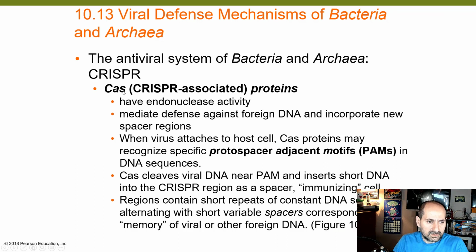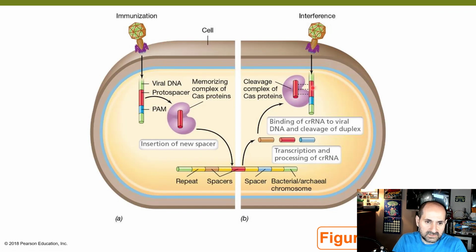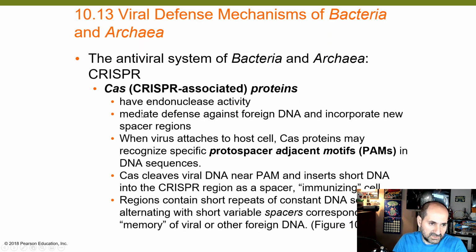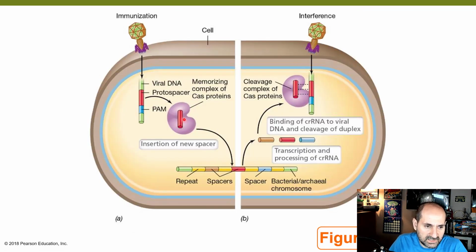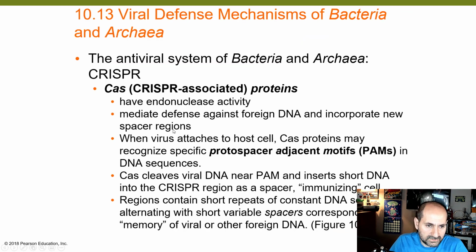So again, CRISPR works with the CRISPR proteins, but also these Cas proteins. Cas proteins are CRISPR-associated proteins. That's what it's short for, Cas. These have endonuclease activity, so you see they can cleave DNA. That's what endonuclease activity means. They mediate defense against foreign DNA, and they can incorporate new spacer regions. That's what this is. They can cleave foreign DNA and incorporate new spacer regions.